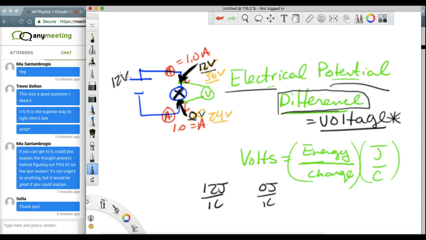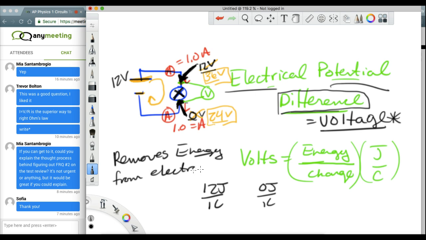So what you need to see is that when we follow conventional current flow, if this is the positive side of the battery, and this will be on your test tomorrow, so pay attention. The positive side of the battery is here, the negative side of the battery is here. The electric potential before the resistor will be higher than the electric potential after the resistor. Because what does the resistor do? The resistor slows down the electrons, but it also removes energy from those electrons.